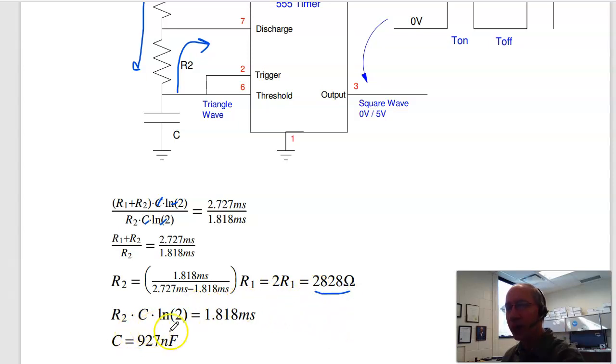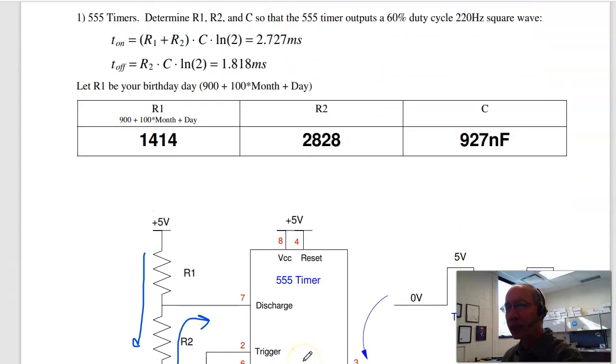Once I know R2, I can solve for C. C is 927 nanofarads. So there's the first problem.